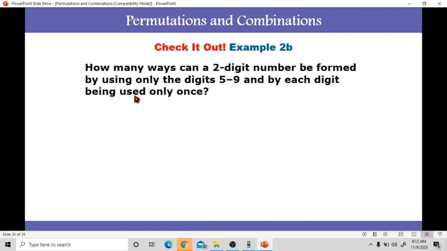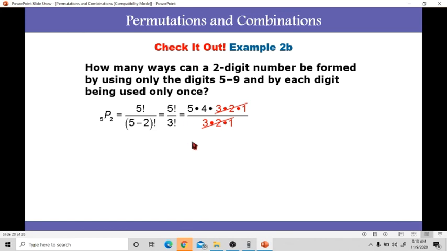Okay, how many ways can a 2-digit number be formed? So, ang gagamitin lang natin is 5 to 9. So, from 5 to 9, how many numbers are that? 5, 6, 7, 8, 9. So, 5 numbers lang yung gagamitin natin. So, it will be 5 taken 2 at a time. Okay, 5 factorial all over 5 minus 2 factorial. Okay, it is equal to 5 factorial all over 3 factorial.